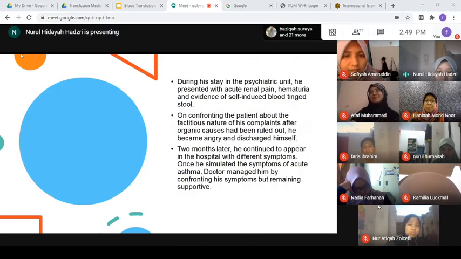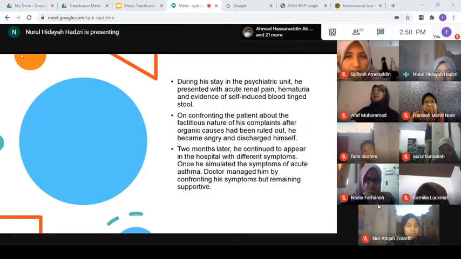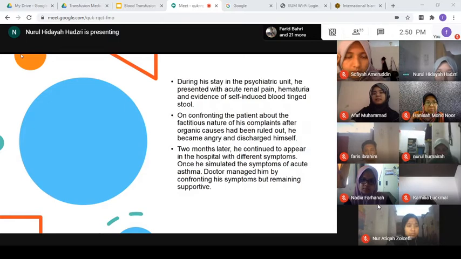Two months later, he continued to appear in the same hospital with different symptoms. He pretended to have symptoms of acute asthma, and sometimes acute chest pain, and the doctor managed him by confronting his symptoms but remaining supportive.